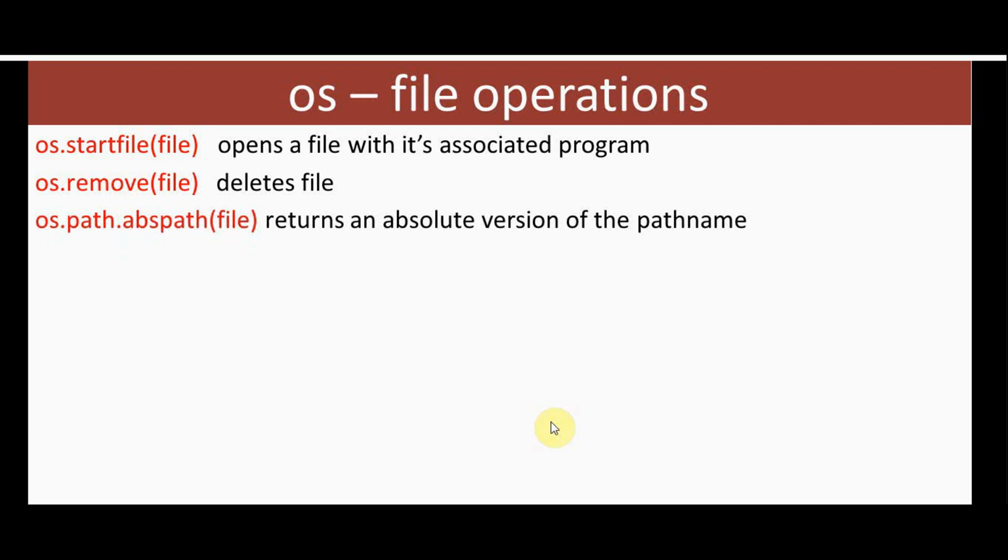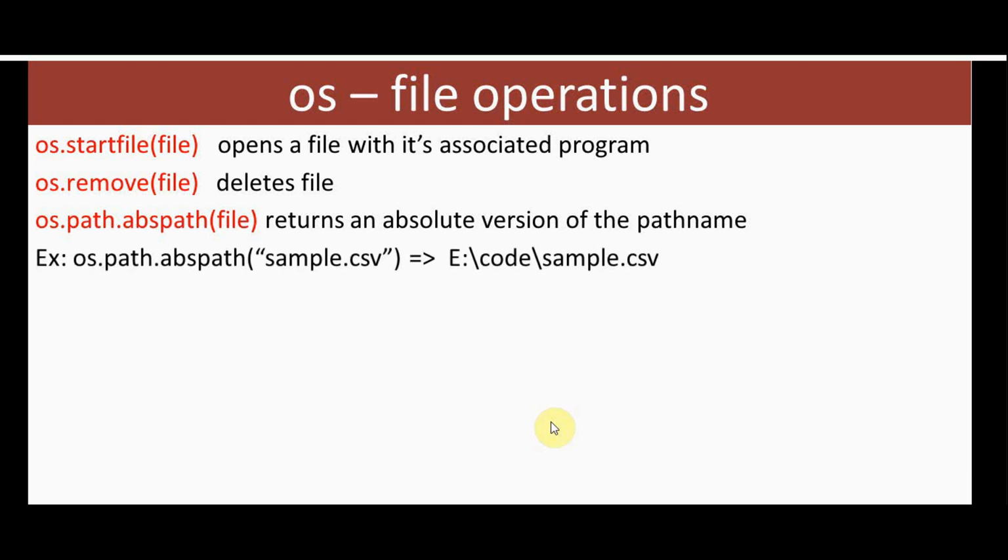I have used three methods from this os.path submodule. First one is os.path.abspath of file. As the name specifies, it returns an absolute version of the given path name. For example, if we give os.path.abspath of the file name, you can pass any file here. I have passed a CSV file. So when you just give this file name, it will return the complete path, the absolute path, where this particular file is present in the system.